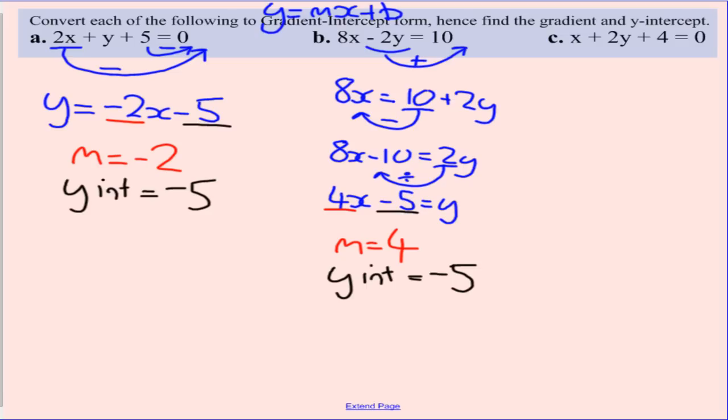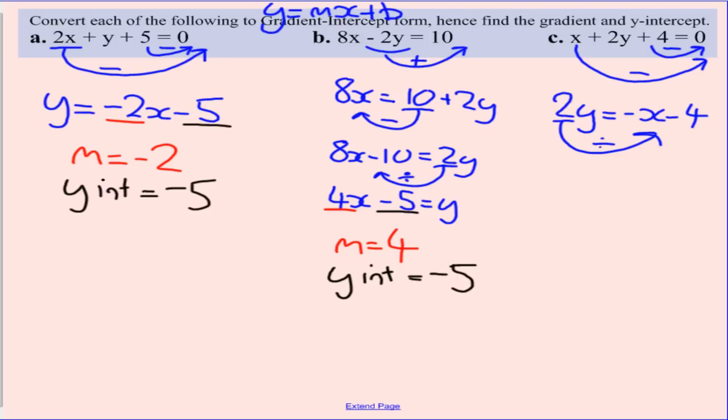In our last example, just very quickly, we need to move the 4 across and an x across. They're both positive, so we're going to minus those each. That'll leave us with a positive y value. We're going to be left with 2y equals negative x minus 4. Now we need to move this 2 across. We're going to do that by dividing. So y is equal to negative a half of x minus half of negative 4, which is negative 2.